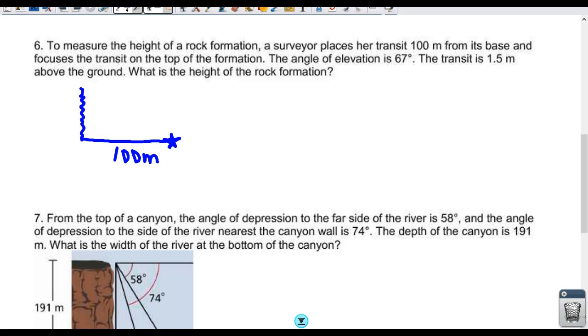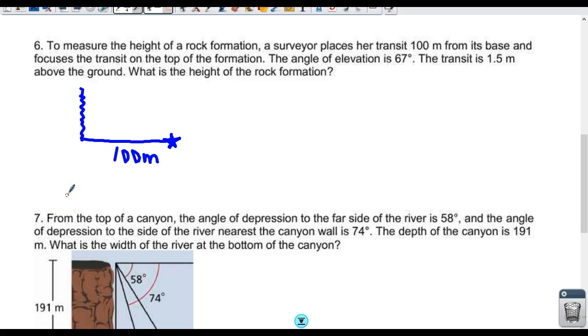Yes, sir? Well, I made a squiggly line because it's some sort of rock formation. I'm not going to draw it exactly, so it can be a straight line segment. That's what I'm saying. You can just do a line segment as long as you know that it's actually representing your rock formation. It doesn't really matter. Okay, so she puts it down here, right?